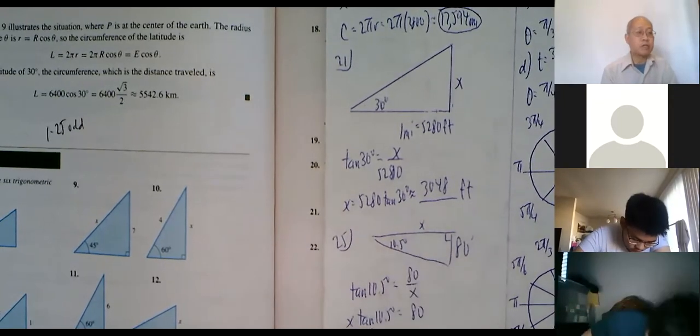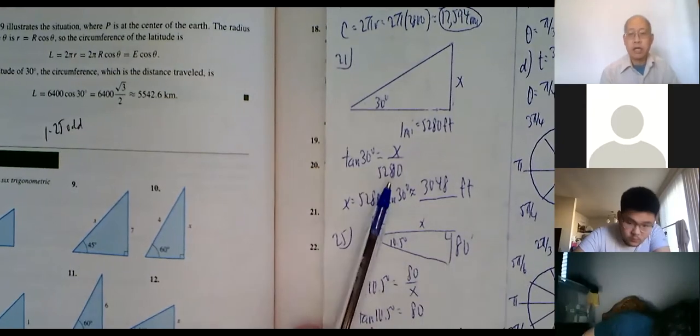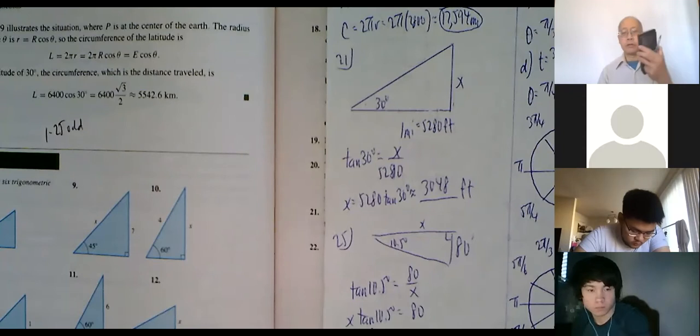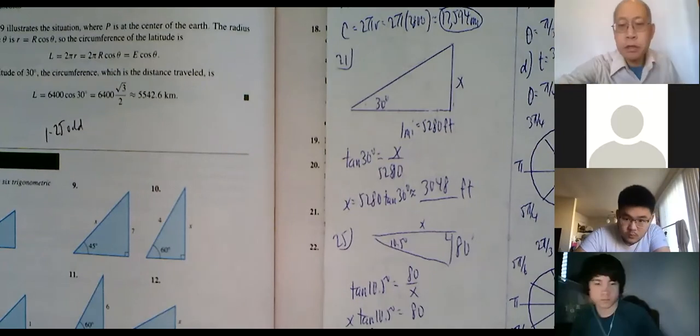We will have to bounce back and forth between degrees and radians. Make sure you're comfortable on your calculator, that you can do degrees or radians, either one.